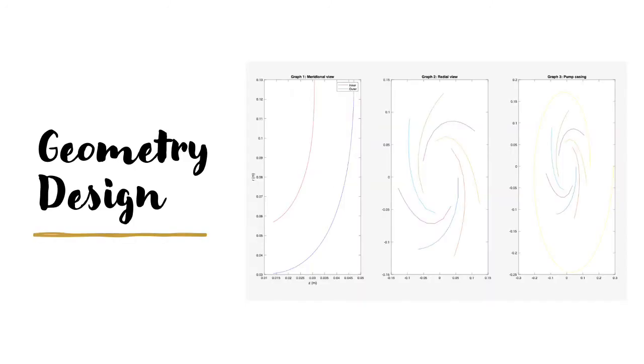It's vital to highlight that the geometry design will be based on the water properties and the angular velocity of 3,550 revolutions per minute. Considering and using Gulich's method equations, we can calculate some points that will help us to graph a two-dimensional meridional and radial view of the impeller, the number and distributions of the impeller's blades, and the pump casing. You can appreciate all these views in this slide.